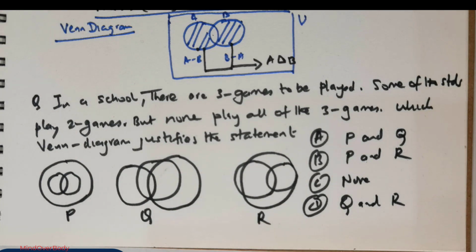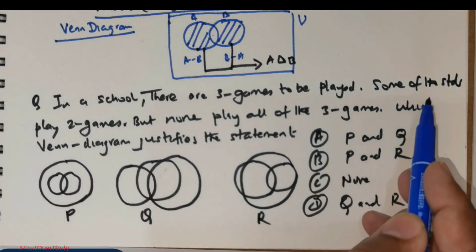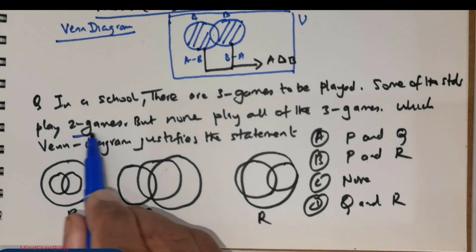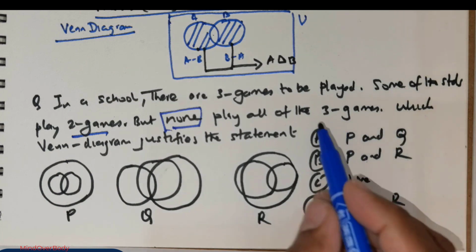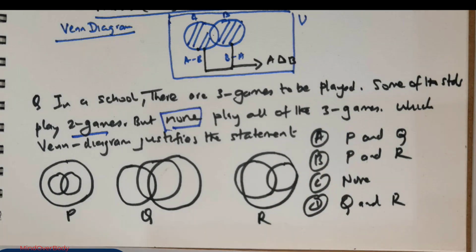Okay, let me give you the solution. If you got the answer, you can place it in the comment. In a school, there are 3 games to be played. Some of the students play 2 games, but none, this is the catchword, none play all of the 3 games. So there isn't any common intersection for all the 3 circles. Now in this case, there is a common intersection. You see that circle 1, circle 2 is actually present in circle 3.